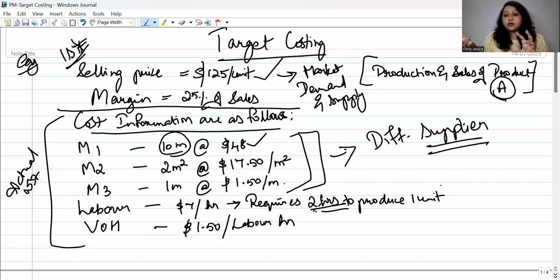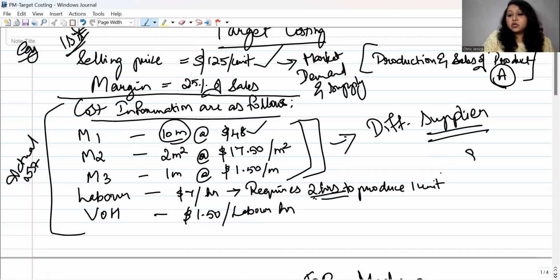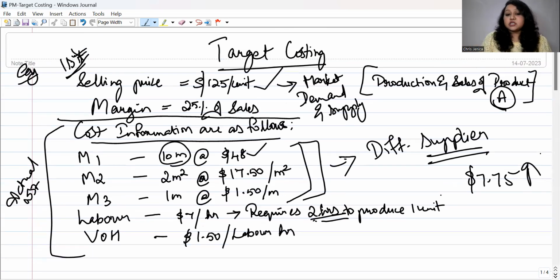So the output would differ. It will not be the same output as it was at first. Maybe with some kind of restructuring or some kind of difference, I can produce product A by giving a different output. So I can come up with different kinds of strategies and control the $7.75 that I'm going to incur extra, more than the target cost. This is how target costing works.